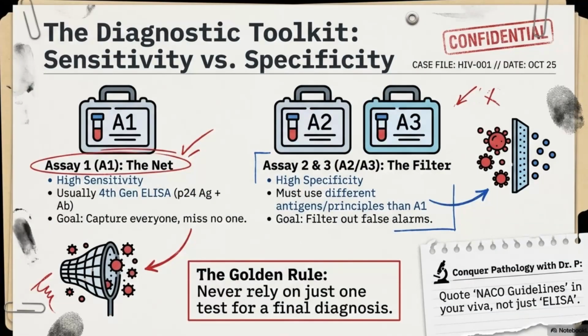First, understand the 3 kits A1, A2 and A3. SA1 or A1 must have high sensitivity. We don't want to miss anyone. Usually a 4th generation ELISA detects P24 antigen and antibodies. SA2 or A2 and SA3 or A3 must have high specificity. We don't want false alarms. These must use different antigens or different principles from A1.